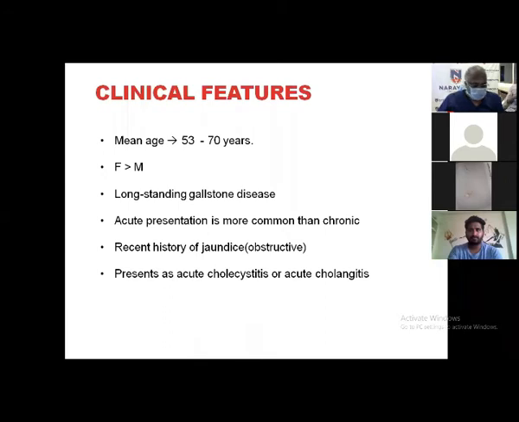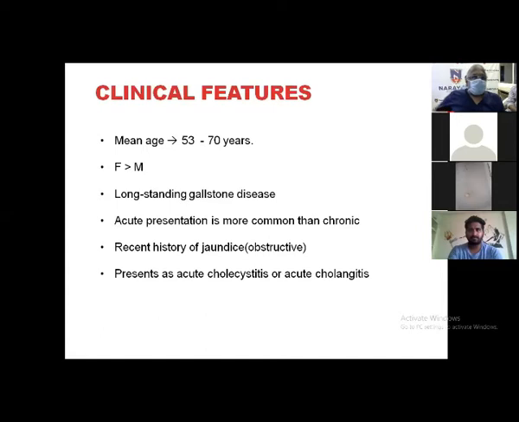The mean age is between 50 and 70. Females predominate over males. It's due to long-standing gallstone disease. The patient will give you an on-and-off pain, or the patient may come with acute cholecystitis and, with a conservative line of management, the patient may go back. It causes obstruction because of distension of the gallbladder. The stone slips back again, the bile empties and the pain comes down.